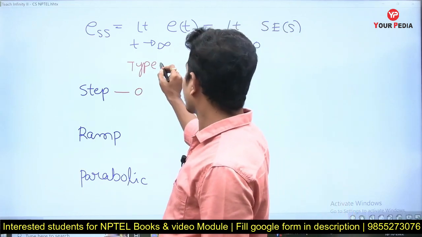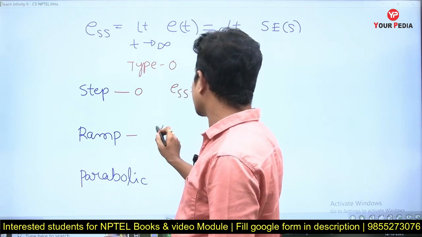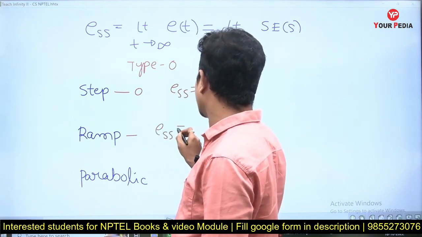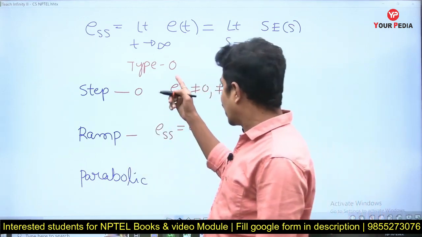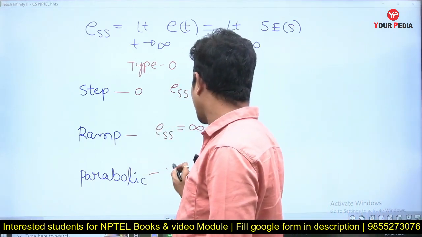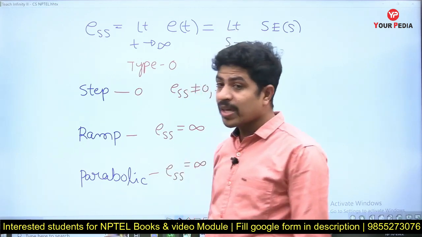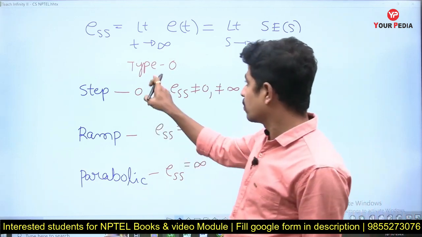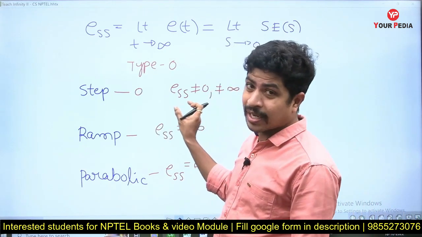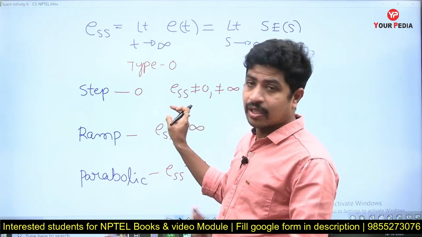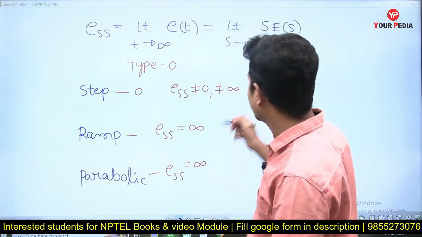Same type 0, if I give a ramp, steady state error will be infinity. For ramp it is infinity, for parabolic also it is infinity. Means for a type 0 system, if you give step input, some finite amount of error you are going to get, neither 0 nor infinity, finite. But if you are giving ramp or parabolic, error will be infinity.